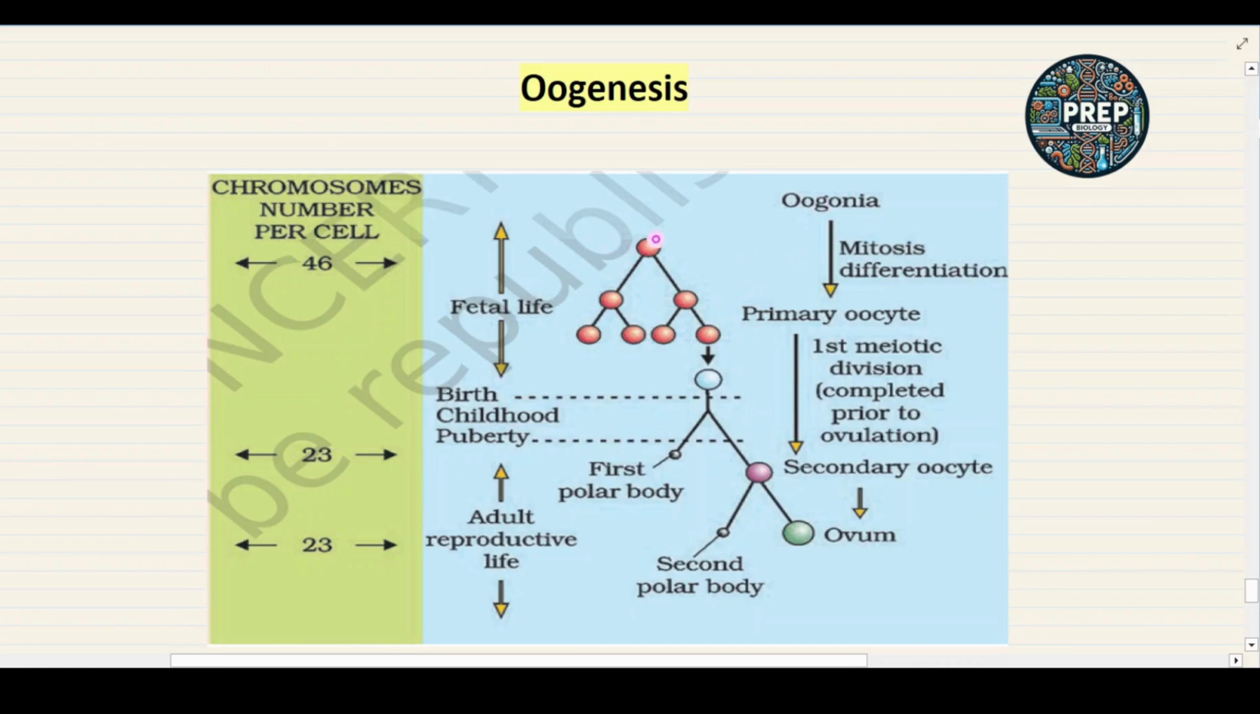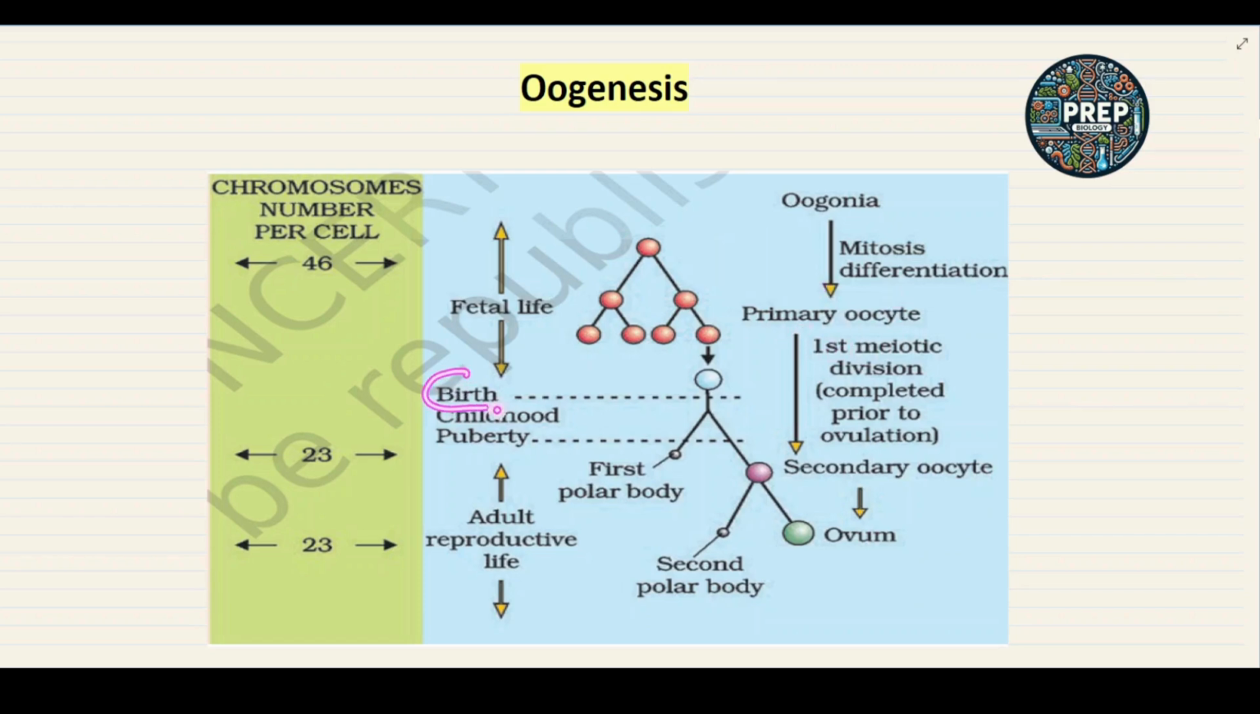If we understand the different events under the oogenesis with the help of this chart, in the fetal life, in the womb of a mother, millions of oogonia are produced. The divisions occur, that is, mitosis occurs, and the primary oocyte forms when it arrests in the prophase 1. Okay, that we have studied.